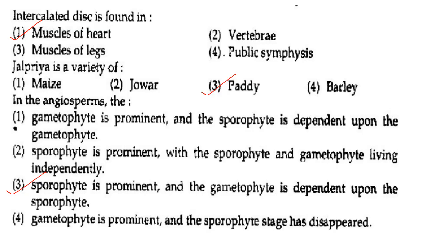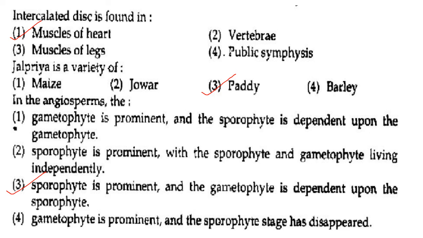Next one. Intercalated disc is found in: option 1, muscles of heart; option 2, vertebrae; option 3, muscles of legs; option 4, pubic symphysis. Answer is option 1, muscles of heart. Next one. Jalpriya is a variety of: option 1, maize; option 2, jowar; option 3, paddy; option 4, barley. Answer is option 3, paddy.